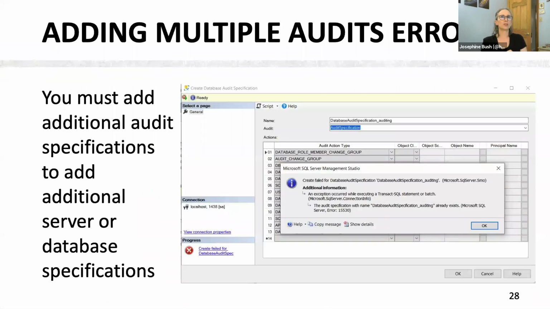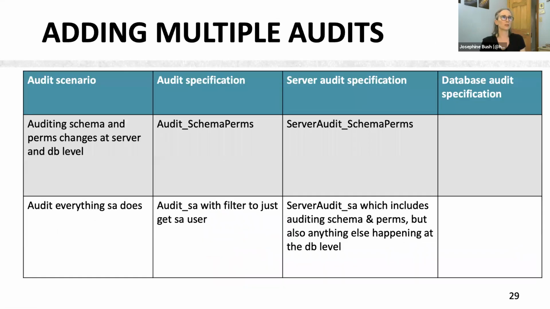So let's say I definitely want to know schema and perms changes for the auditors, but I also want to have another database audit for inserting, because I don't want to collect that centrally or whatever. But you can't add another server or database audit to the same specification. You can have one of each in a specification, so you're going to get an error if you try to add another one. But the good news is that you can have multiple audit specifications.